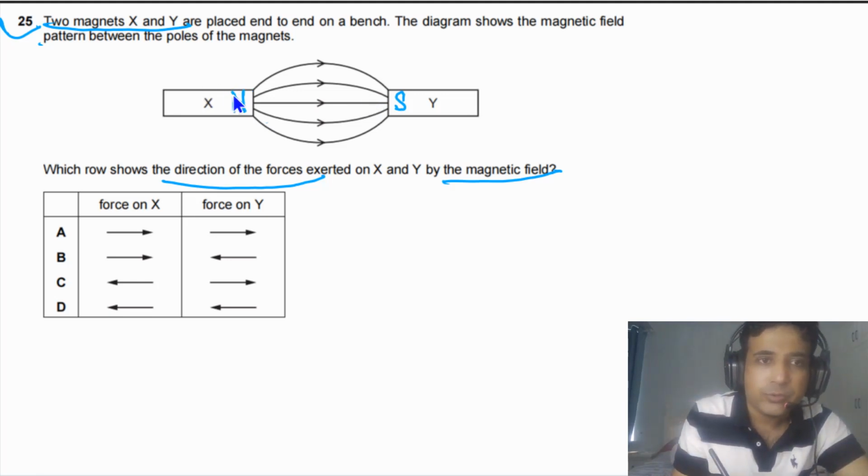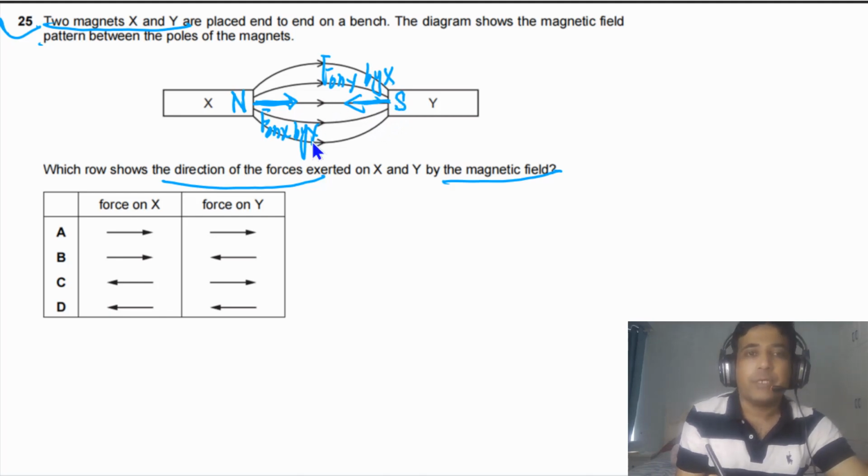So the force on X will be to the right. So this is the force on X by Y. We can say this is the force on X by Y because this was attractive. Unlike poles attract each other. And the force on Y by X will be to the left. So if we have this understanding, we can find the answer.